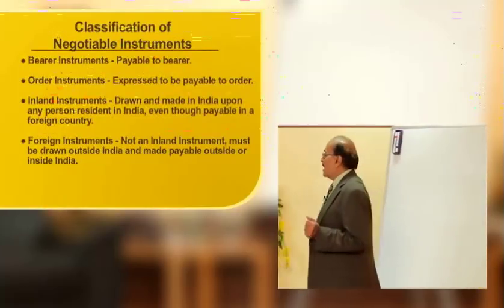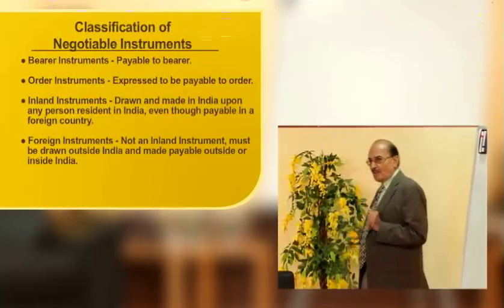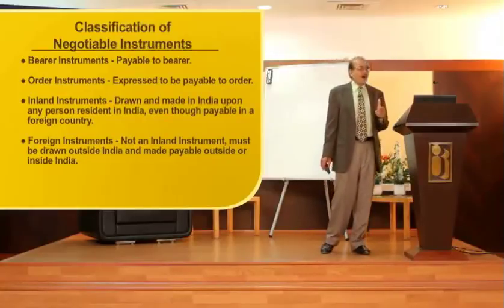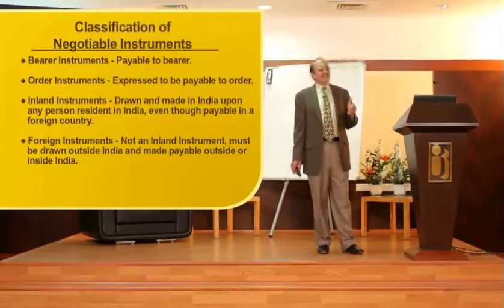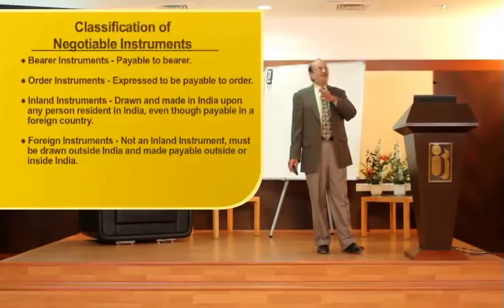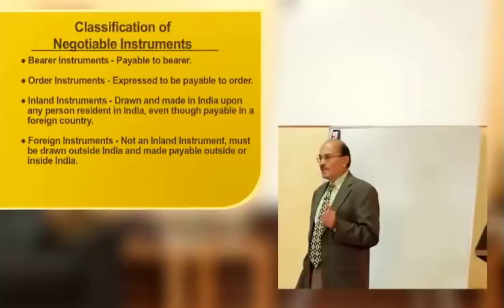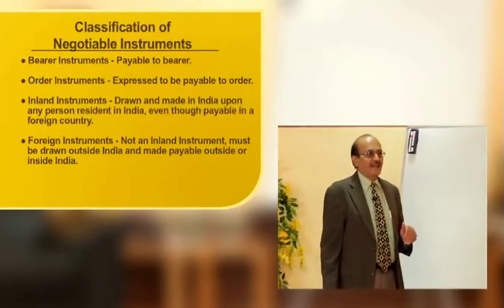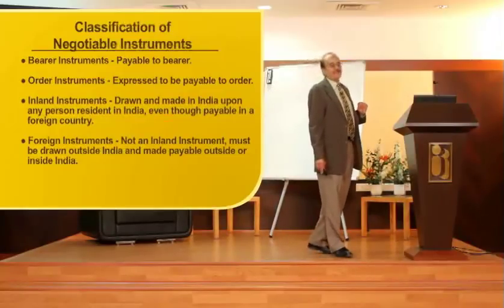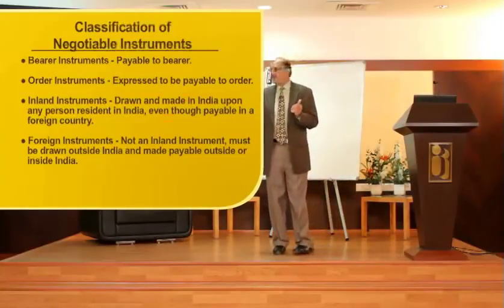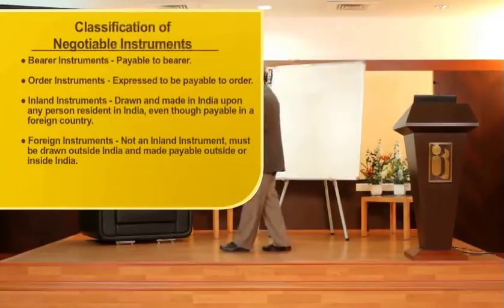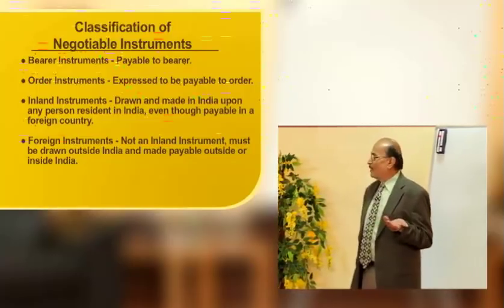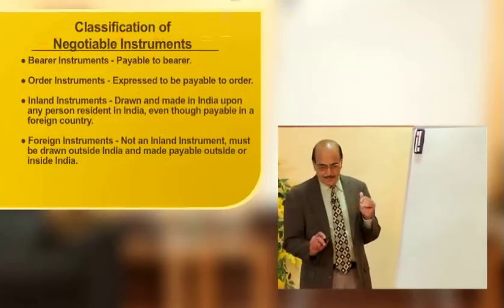The instruments are classified in different ways. Number one, bearer instruments, that is instruments which are payable to the bearer. Order instruments, the instruments which are expressed to be payable to the order. Inland instruments, those instruments which are drawn and made in India upon any person resident in India, even though payable in a foreign country. And then foreign instruments, those instruments not inland, but maybe drawn outside India and made payable outside or inside India.